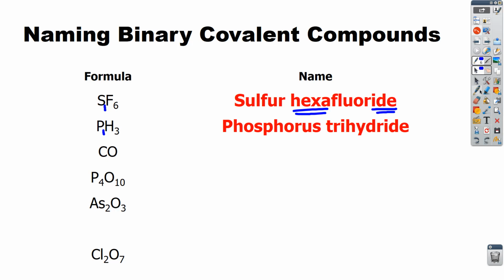CO. I have 1 carbon and 1 oxygen. So I'm going to say carbon monoxide. So remember, mono does not go in front of the first name.